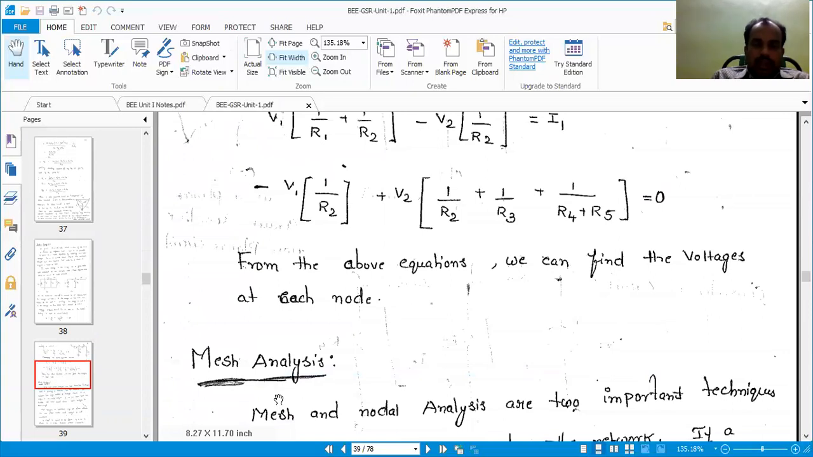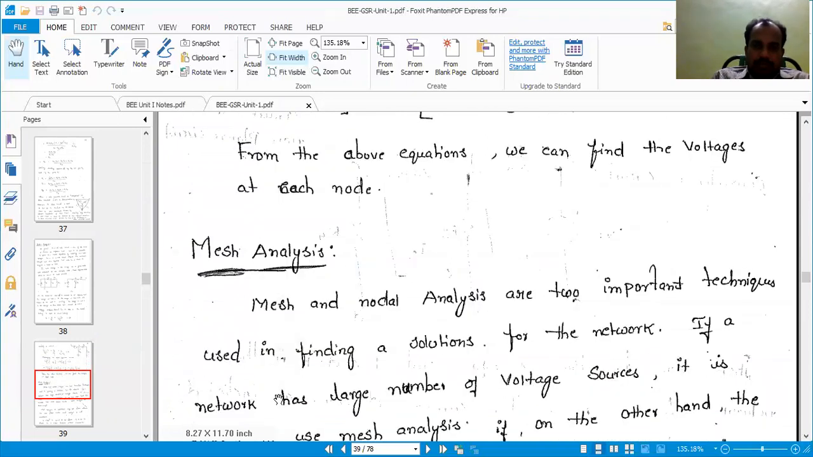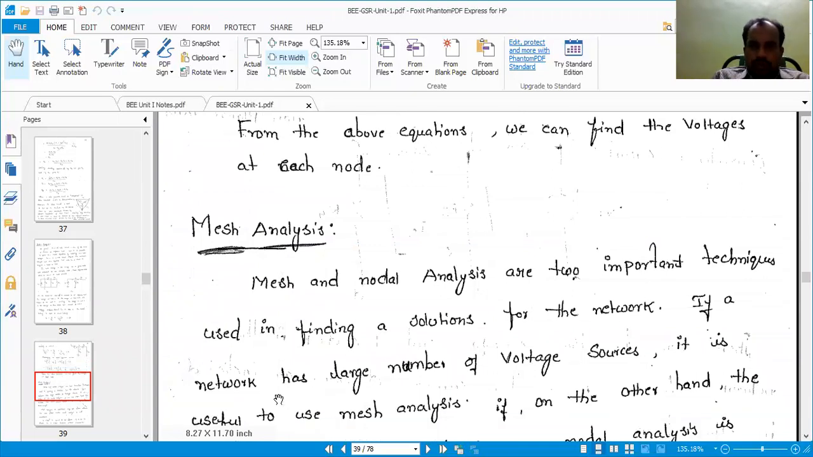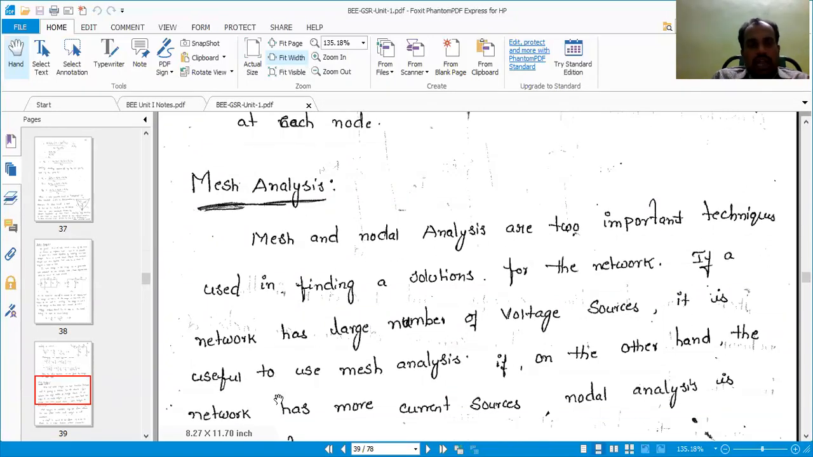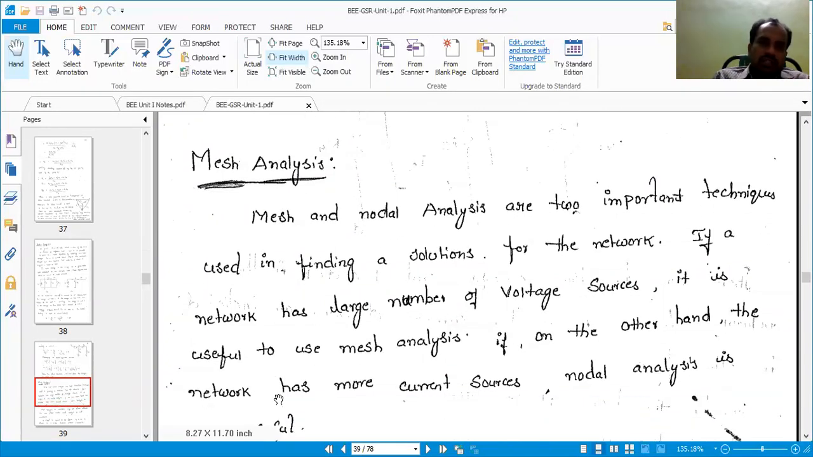The next one is mesh analysis. Mesh analysis and nodal analysis are also used to find the solution for a network. This is also one of the techniques for reduction of networks: star to delta and delta to star transformation, series and parallel circuits, mesh analysis and nodal analysis.